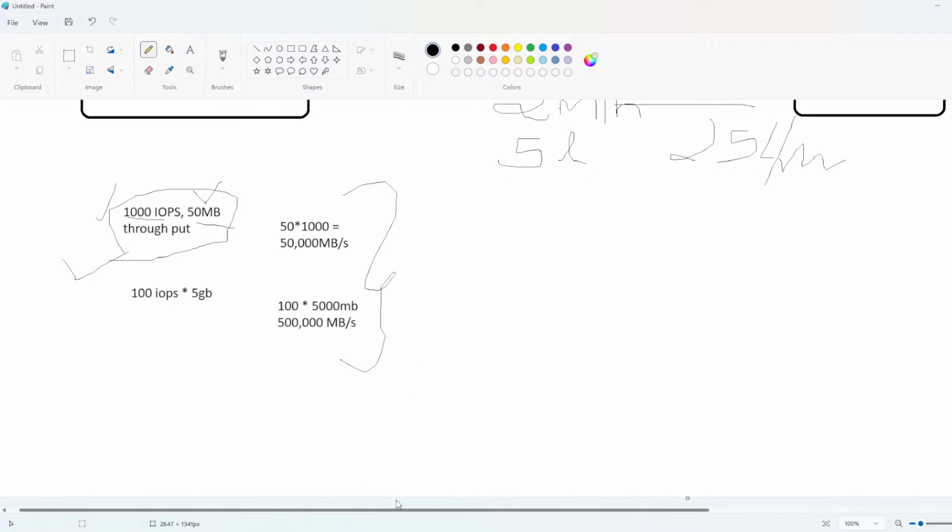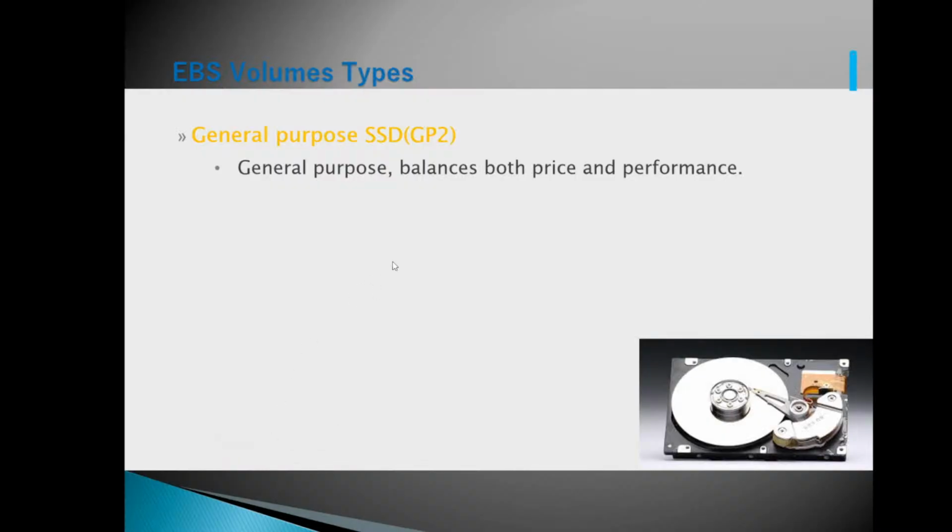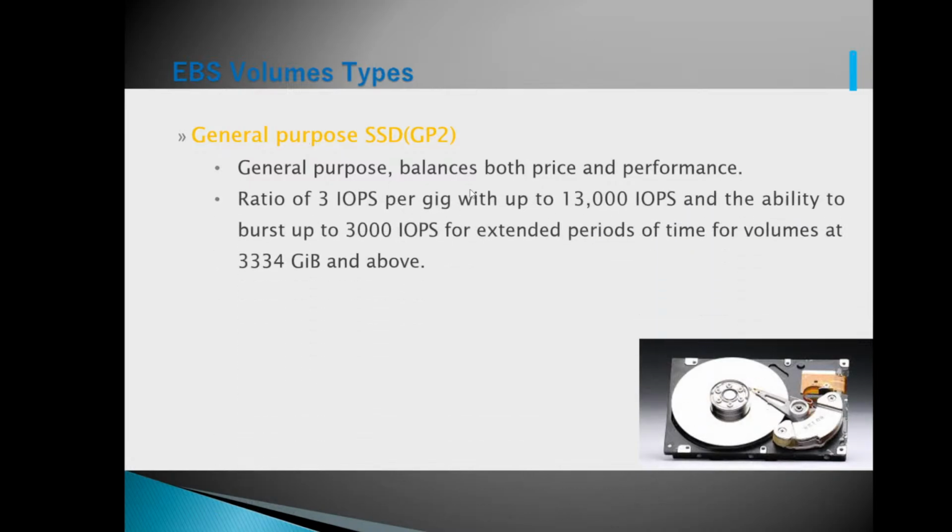Okay, now general purpose has 13,000 IOPS. A general purpose hard disk supports 13,000 parallel read and write requests per second. And if required, you can get an additional 3,000 IOPS for a small period of time. Okay, if required.